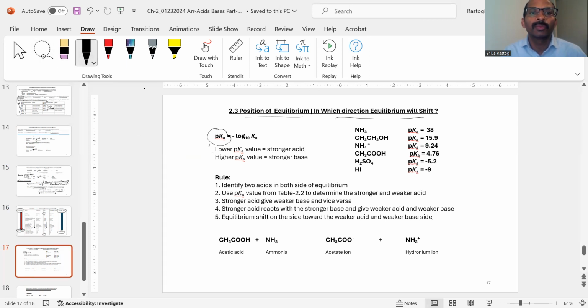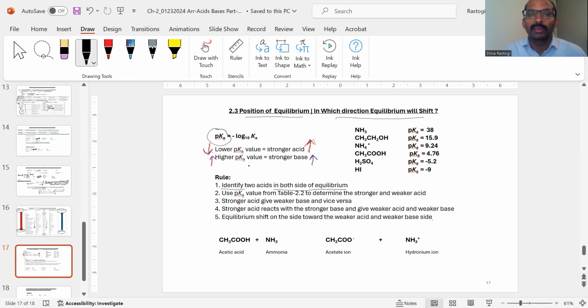Once we have the pKa value, remember this rule: if the pKa value is very low, then it represents a strong acid. I will write in red color, so red color means strong acid, and blue color means a higher pKa value, so a higher pKa value represents a stronger base. There are 5 simple rules we have to follow. First, identify the 2 acids on both sides of the equilibrium.